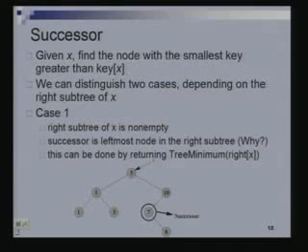If 8 were not there, then 10 will be the successor of 7. So lots of confusion here. We need to look at it more carefully. Let's look at it more carefully.